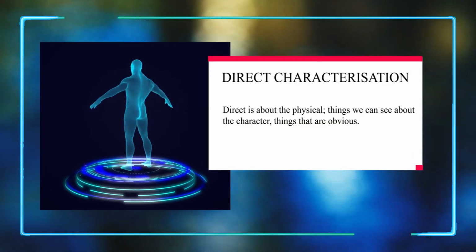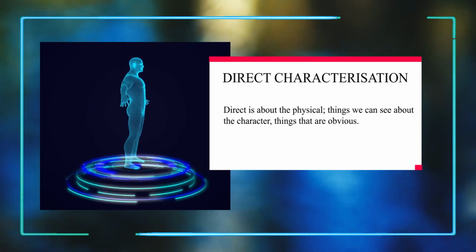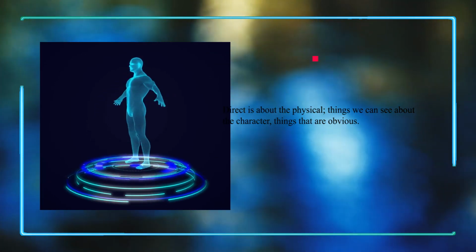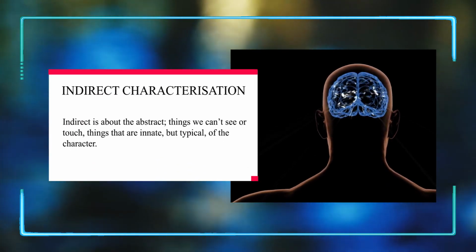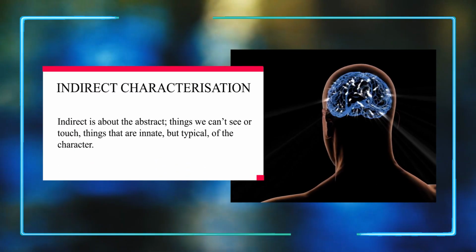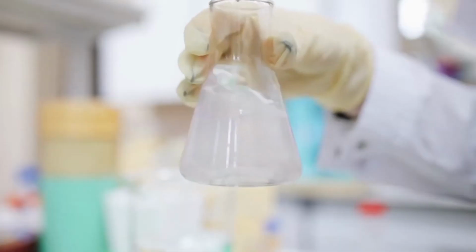Direct is about the physical. That's things we can see about the character, things that are obvious. Indirect is about the abstract, things we can't see or touch, things that are innate but typical of that character.